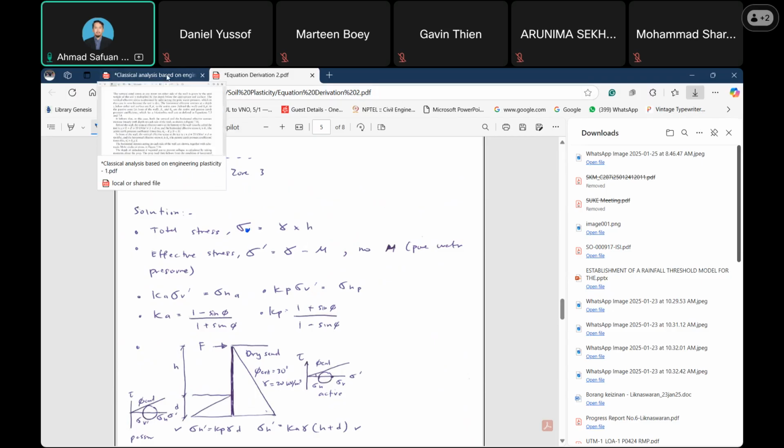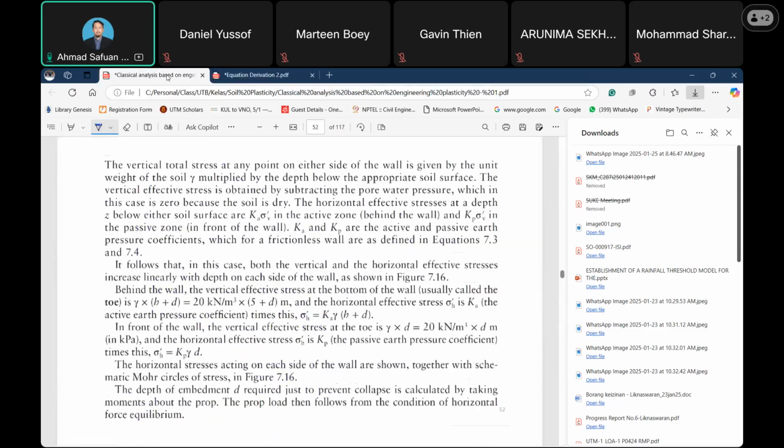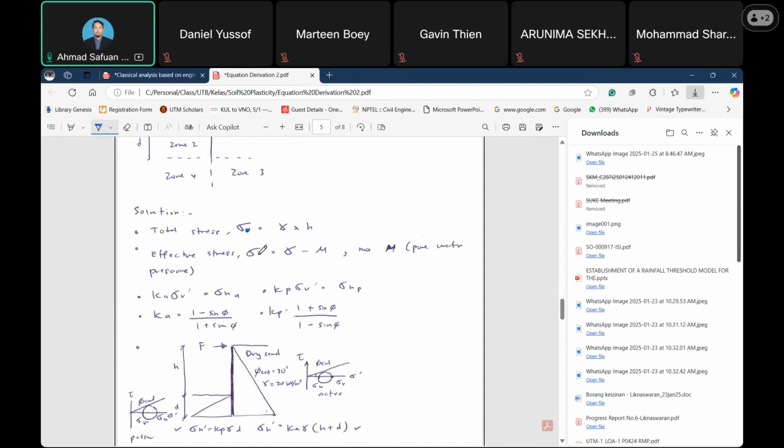While for the effective stress, the vertical effective stress is obtained by subtracting the pore water pressure, which in this case is zero because the soil is dry. So the effective stress is the total stress minus the pore water pressure. But for this case there is no pore water pressure, so the effective stress is equal to the total stress.